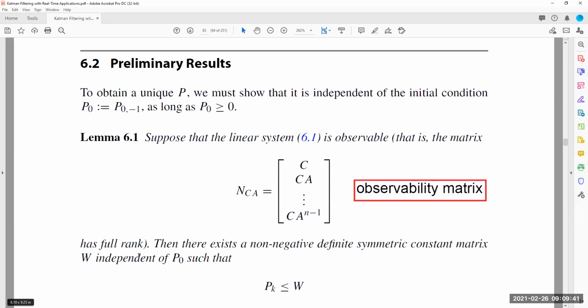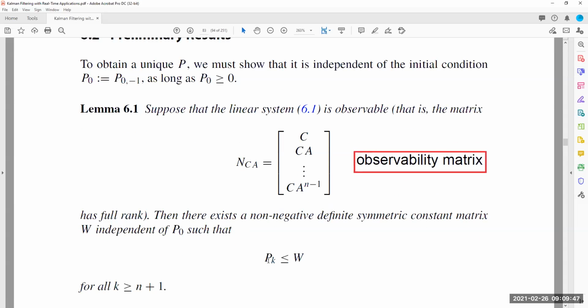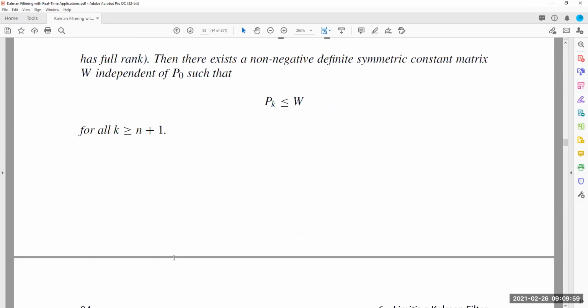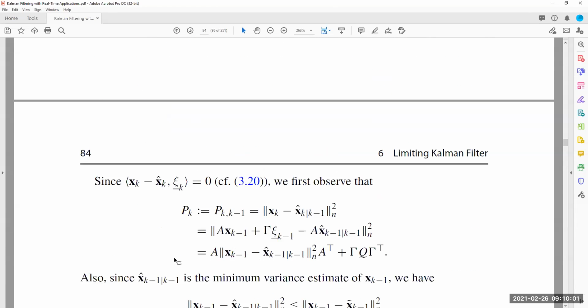the conclusion is that there exists a non-negative definite symmetric constant matrix W, which is independent of P0, such that all the Pk are upper bounded by W for all k greater than n plus 1. Okay, so here is the proof of lemma 1.